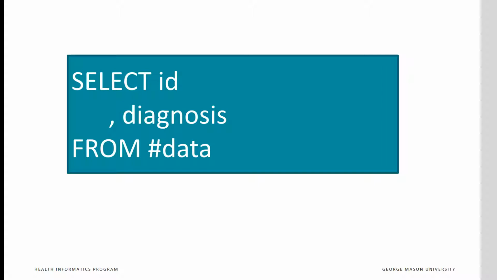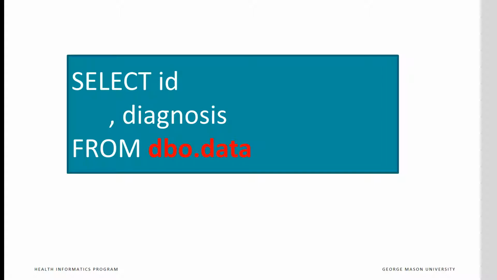We also need to specify where the fields will come from, in particular which table in our database the fields will come from. The from command does so. This command says that we should select ID and diagnosis from the table called data. The hashtag before the data says that this is a temporary file that will disappear once we close the database.